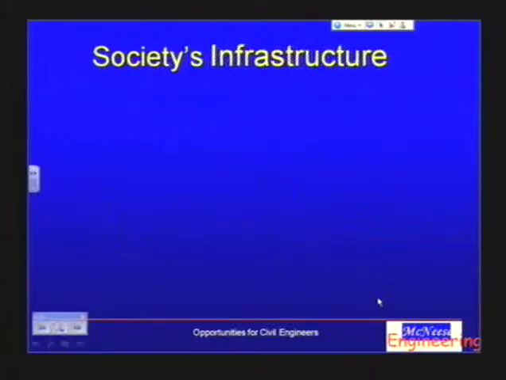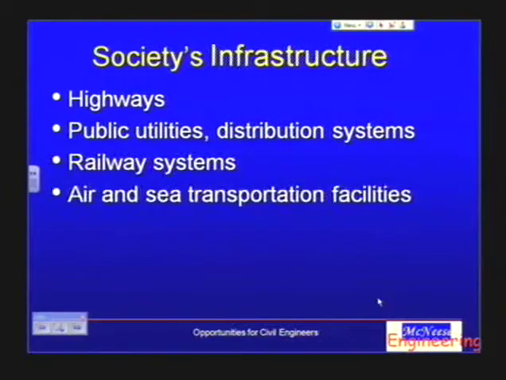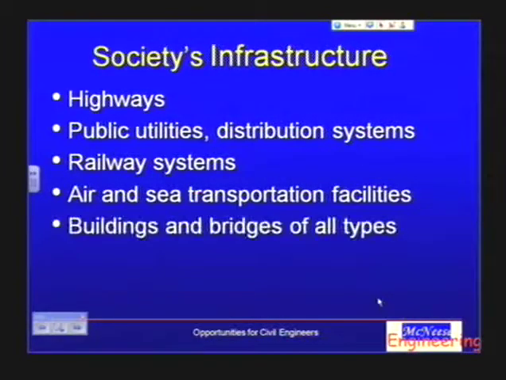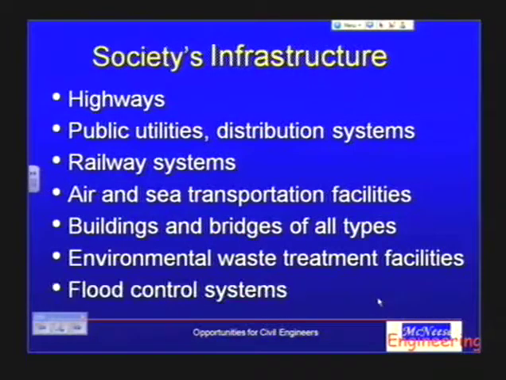What is society's infrastructure? Well, society's infrastructure is the highways. It is the public utilities and distribution systems. It can be the railway systems. It can be the air and sea transportation facilities, buildings and bridges of all types, and environmental waste treatment facilities, and flood control systems. These kind of outline some general civil projects that you may work on as a civil engineer, okay?